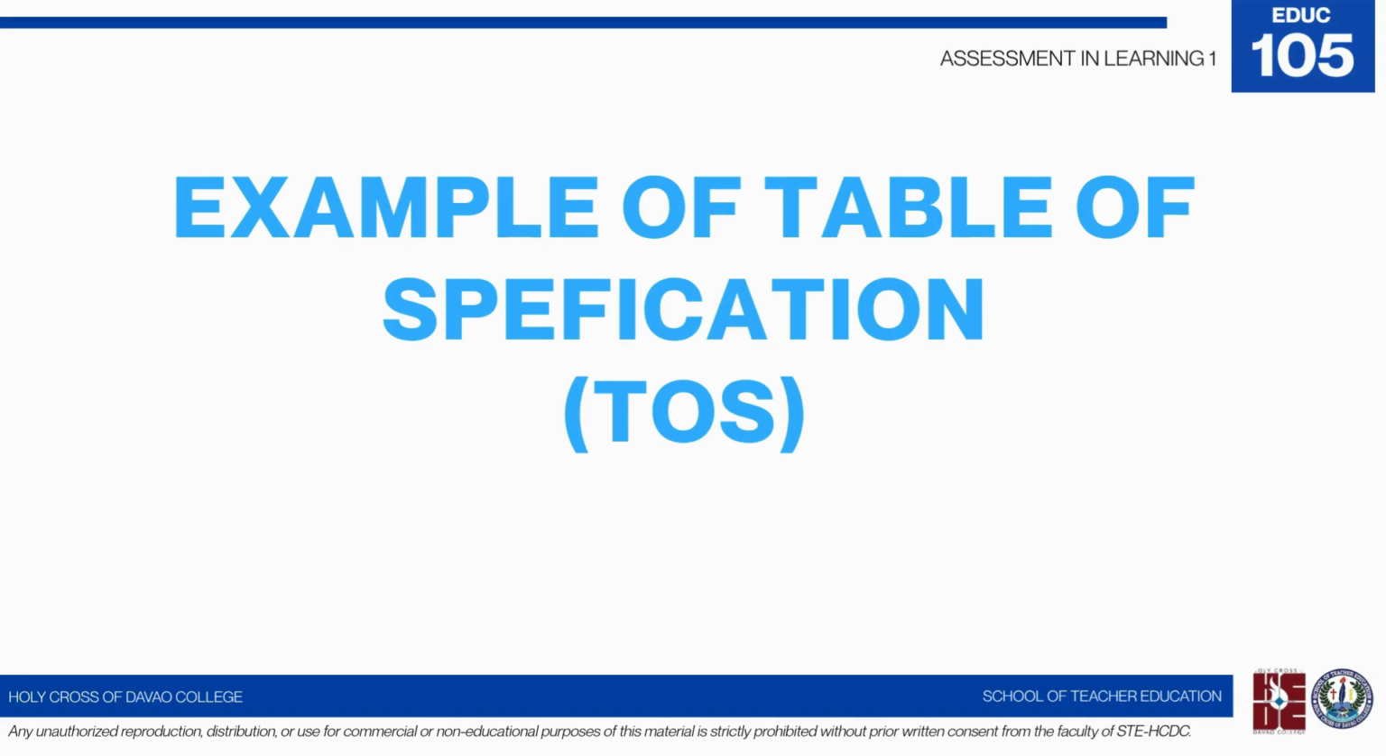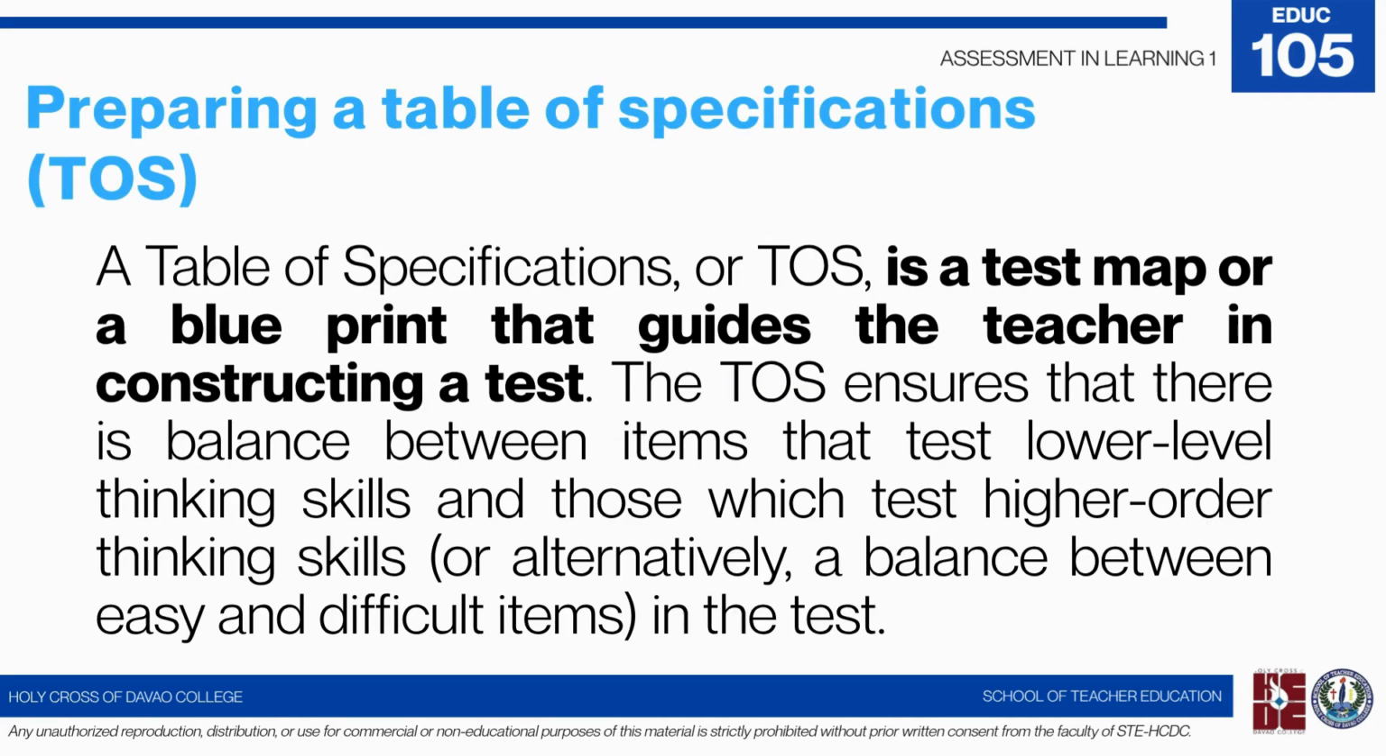Now, let us move forward to the example of a table of specification. So we are now in the third step, which is preparing a table of specification itself. Remember that the TOS is a test map or a blueprint that guides the teacher in constructing a test. That means we create this before creating the TQ, right? The TOS should ensure that there's a balance between lower level thinking skills and the higher order thinking skills.